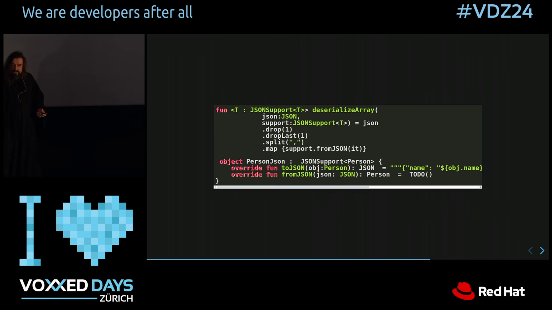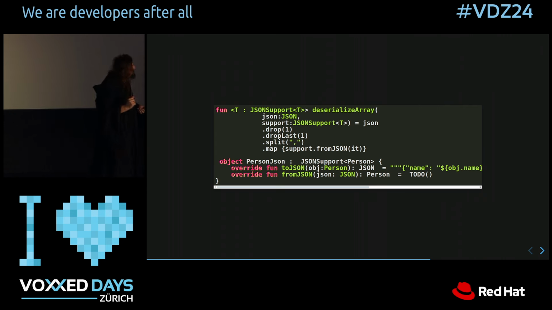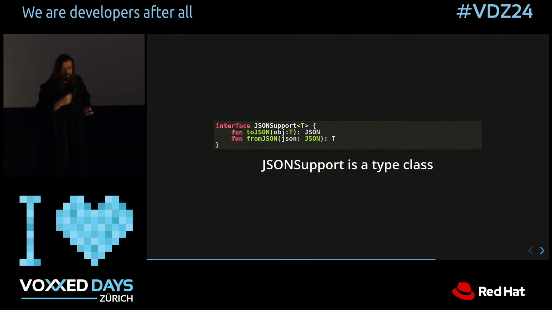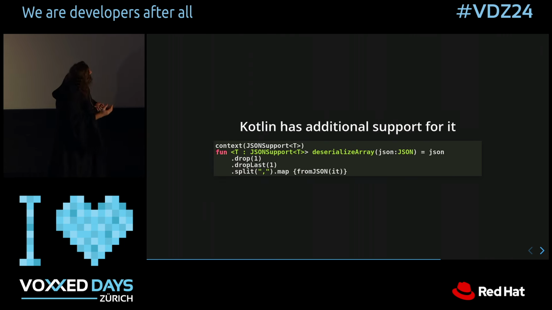Every time you have to pass this argument, my JSON deserializer, my JSON support objects, maybe a list of them. Yeah, there is always this problem. But what if the compiler could decide, oh, I need this JSON support for user, now I need JSON support for car, now I need JSON support for company, because I know it from context. And the compiler typically can infer it.